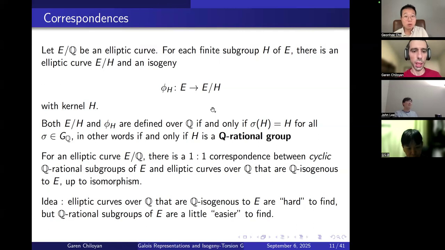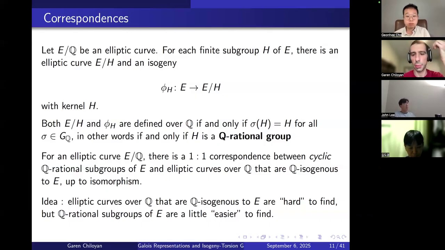This is very interesting. I didn't say anything about E mod H yet. Both E mod H and phi sub H, the isogeny, are defined over the rationals if and only if this absolute Galois group stabilizes the group H. I didn't say every element of H has to be fixed, but I'm saying this H has to be mapped to H. So this group has to be mapped to itself. It doesn't mean every point has to be fixed. The points inside the group can move around, but they have to stay in the group. If that's the case, we call H a Q-rational group.